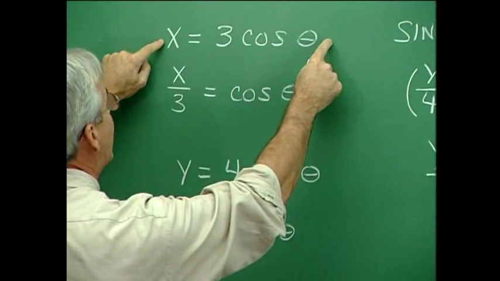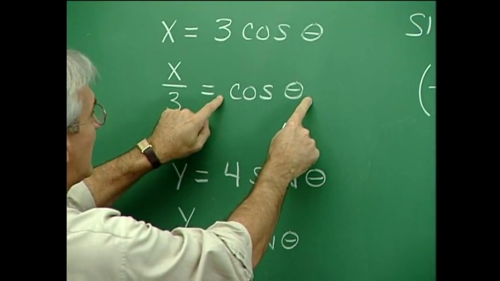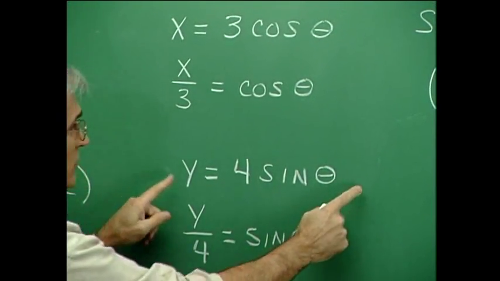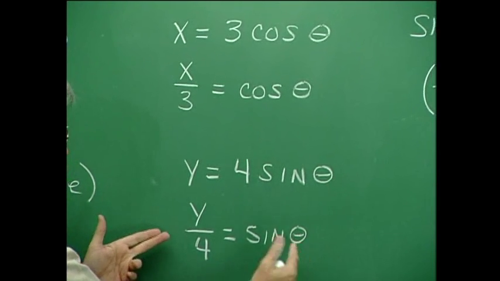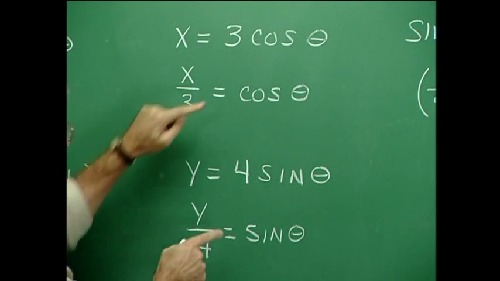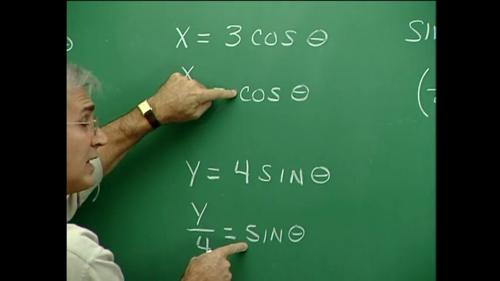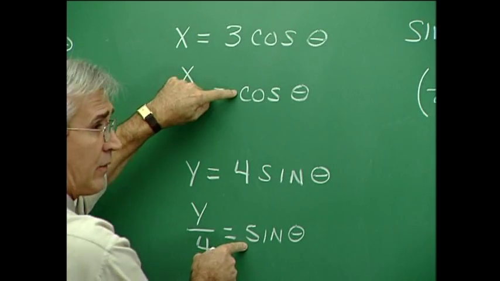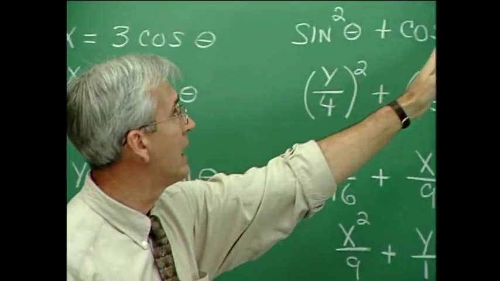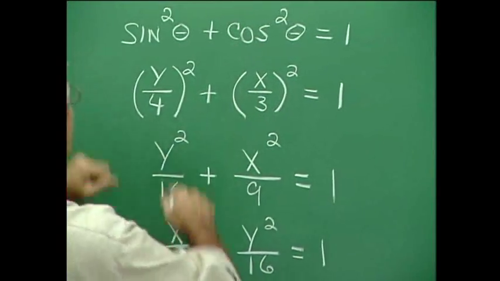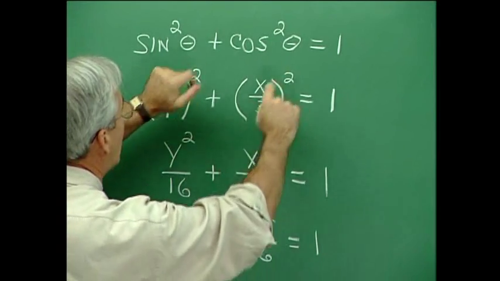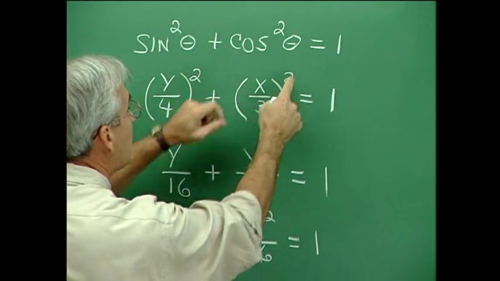We can take x and solve it for cosine theta. That's pretty easy. Divide on both sides by 3 and we get this. For this other equation, we can solve for sine theta. Divide on both sides by 4 and we get sine theta is y over 4. Now, all we need is some relationship involving cosine theta and sine theta. Well, the Pythagorean identity gives us that very easily. So we take our Pythagorean identity and just pop the information in. Sine theta we know is y over 4, so we have y over 4 squared here. Cosine theta is x over 3 squared.